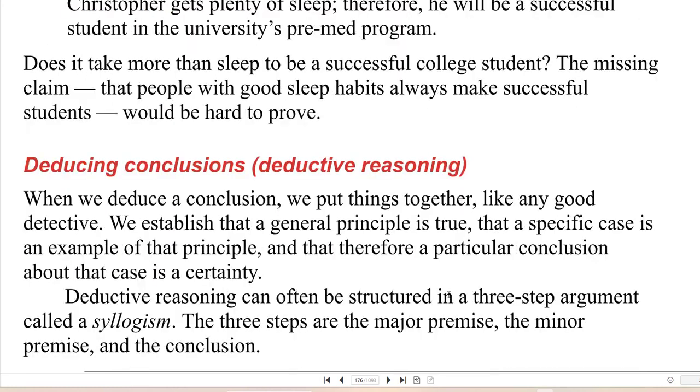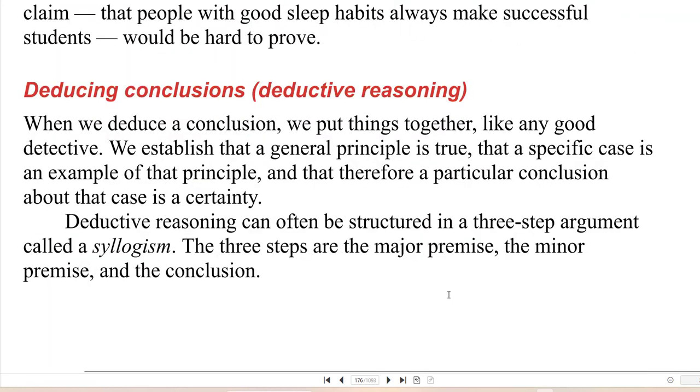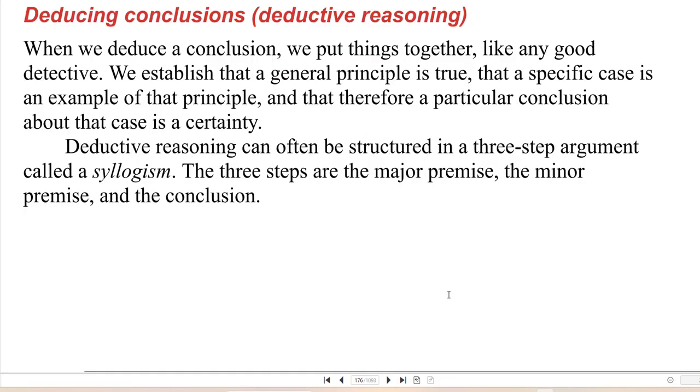Deductive reasoning. When we deduce a conclusion, we put things together like any good detective. We establish that a general principle is true, that a specific case is an example of that principle, and therefore a particular conclusion about that case is a certainty. Deductive reasoning can often be structured in a three-step argument called a syllogism. The three steps are the major premise, the minor premise, and the conclusion.